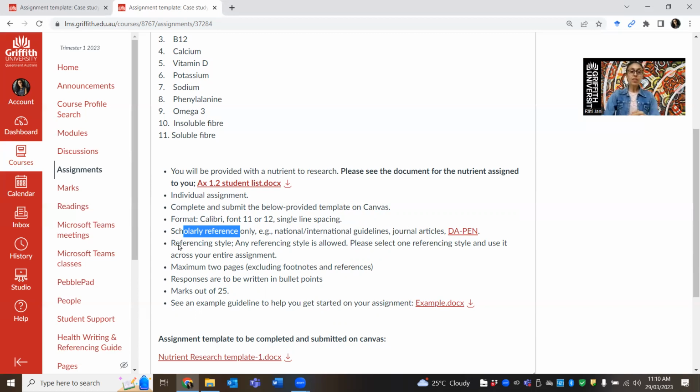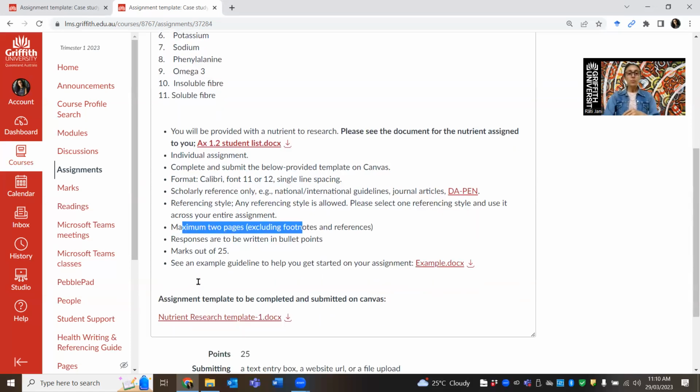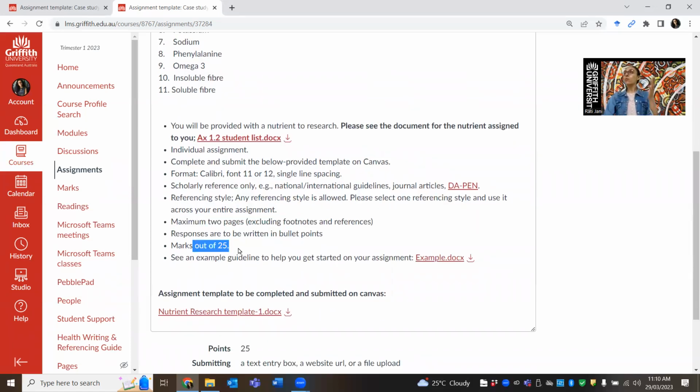All right. Then this assignment is a maximum of 2 pages. And your answers are to be written in bullet points. This is not a big fancy essay assignment. As long as the science is there, the marks are there. Then this is out of 25 marks. Now, this assignment is out of 25 marks, and your future in-class clinical case study assignment will also be out of 25 marks.